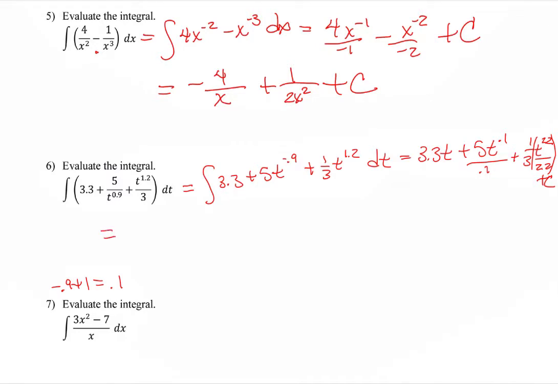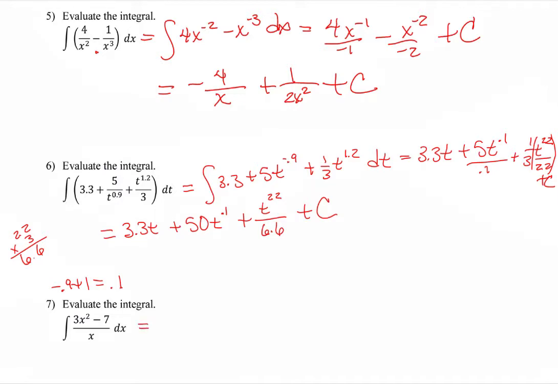So that equals 3.3t plus, now this is 1/10, so 50t to the 0.1, plus 2.2 times 3 is 6.6. So that's t to the 2.2 over 6.6 plus c. Okay?